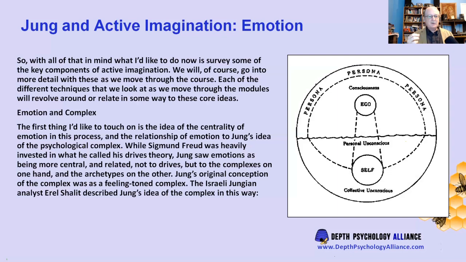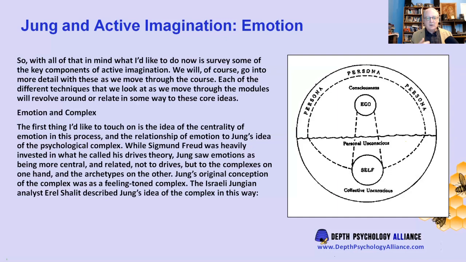So central is emotion and complex. The idea is the centrality of emotion in the process and the relationship of emotion to Jung's idea of the psychological complex. For Sigmund Freud, it was the drive theory that was central to what moved things along. Part of Jung's break with Freud was that he was not invested in drive theory so much as in tracking emotions, because he saw the emotions as being related to the numinous qualities that came out from the archetypes. What we call numinous, I'm not going to get into the whole history of the term, is sort of an experience of the sacred, an emotional experience. When we have these really profound experiences, Jung said that that's characteristic of the encounter with an archetype.